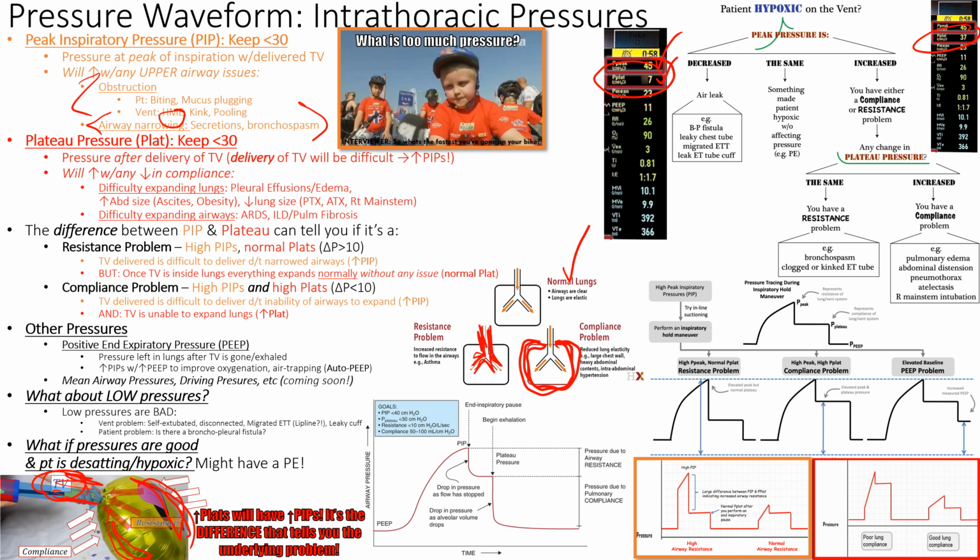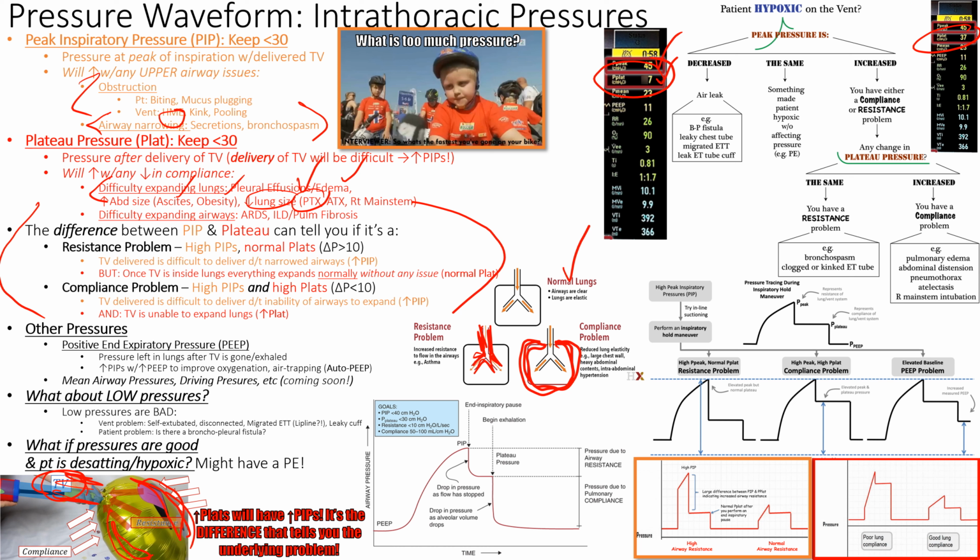We say greater than 10 is usually an upper airway problem versus a lower airway problem. So why would they have difficulty expanding the lungs? It could be the lungs just can't expand, there's pleural effusions in the way, there's edema, the abdomen is big with ascites or obesity, the lung size is small like with a pneumothorax, right? One lung is accepting 400 cc's versus 2 lungs. One lung is going to be getting much more pressure and stress compared to 2 lungs. Or they've got atelectasis, they've got a right mainstem intubation.